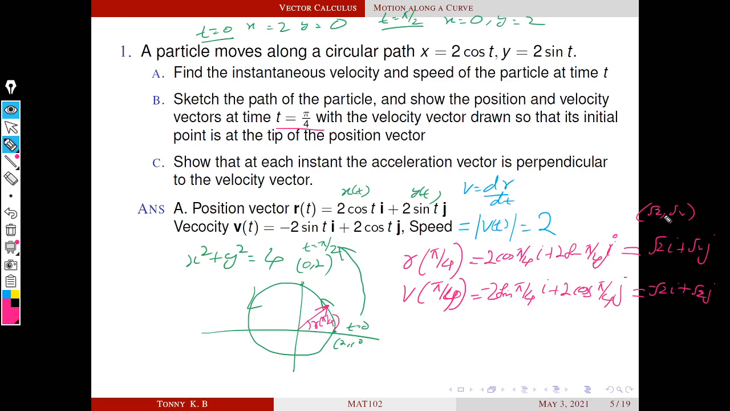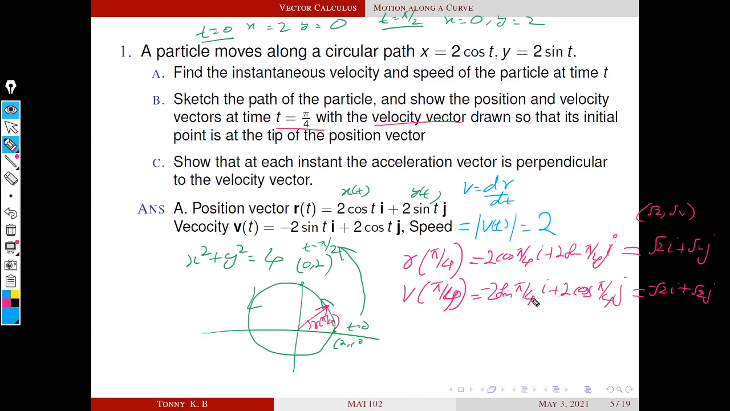It is clear that this point belongs to this circle, because x square plus y square equal to 4. Here x square is 2, y square is also 2, so their sum is 4. So it is clear that this point belongs to this circle. At this point, this is the vector r of pi by 4. Next we have to plot the velocity vector at the tip of this vector. So first we have to draw this vector and then shift it to this point. Okay, how to plot this vector?